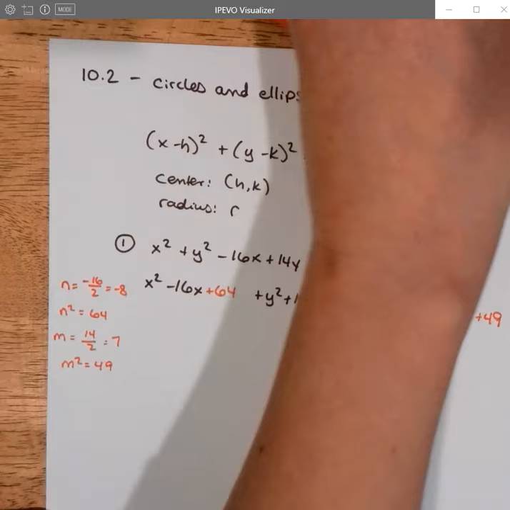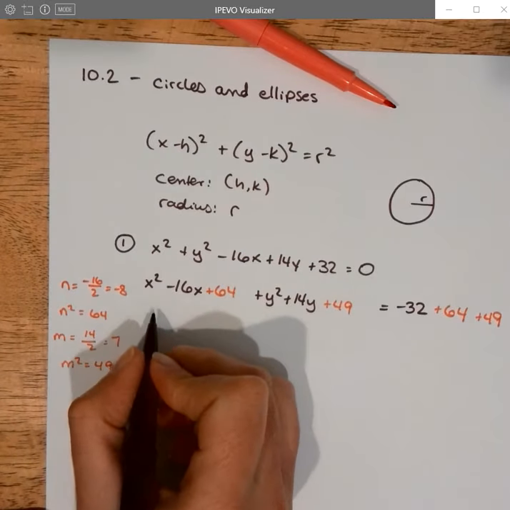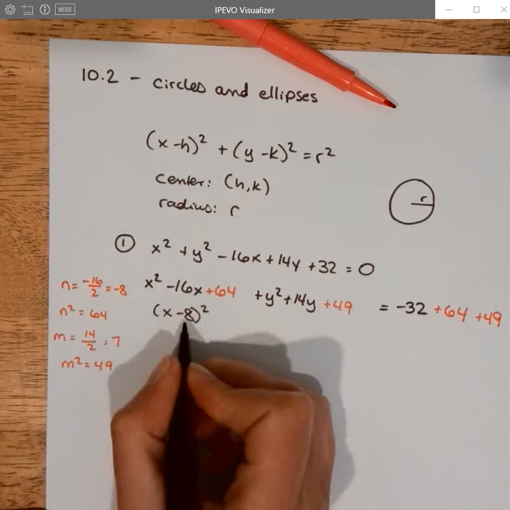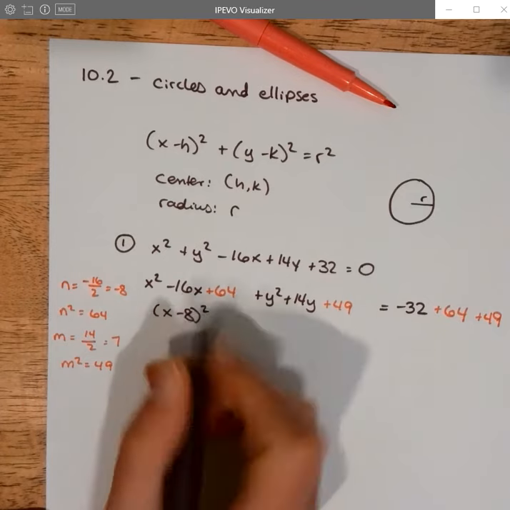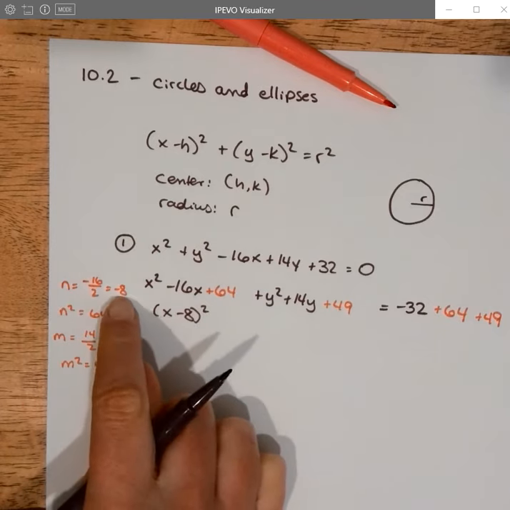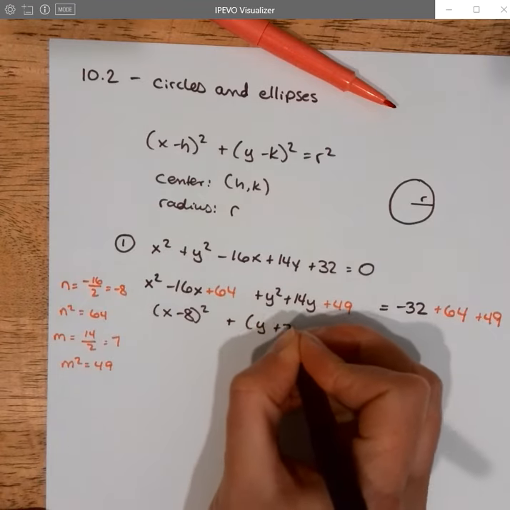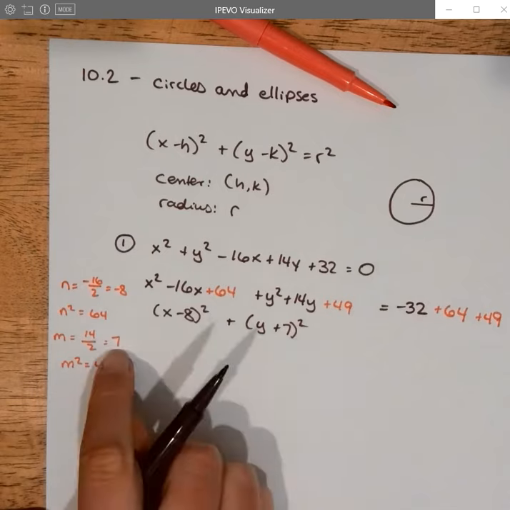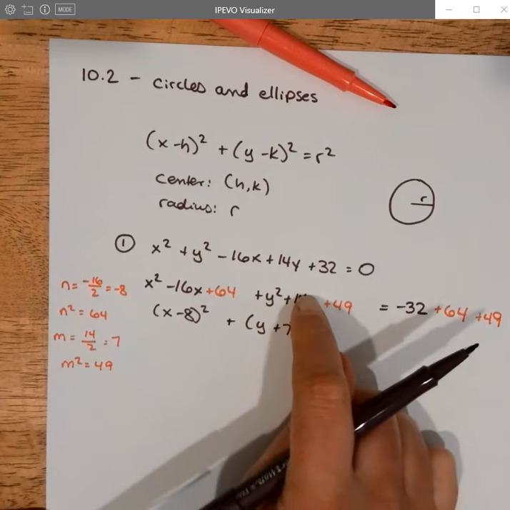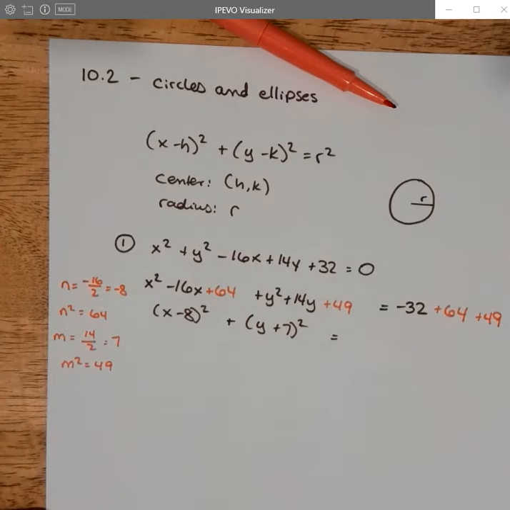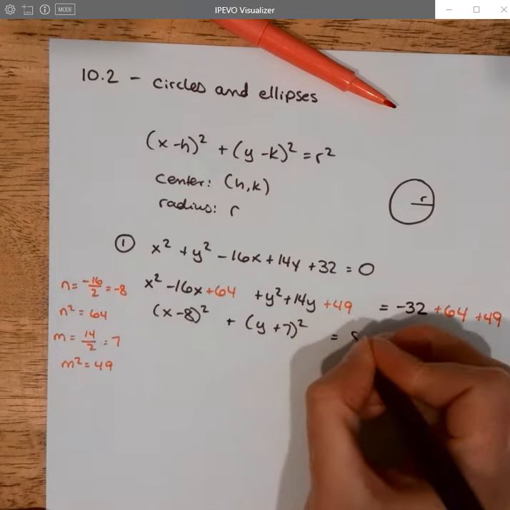All right. Now, these are both factorable, so it's going to factor into (x minus 8) squared. Negative 8 times negative 8 is 64. Negative 8 plus negative 8 is negative 16. It always factors into (x minus n) squared. Plus (y plus 7) squared. Again, y plus m. 7 times 7 is 49. 7 plus 7 is 14. Equals, and then negative 32 plus 64 plus 49 is 81.